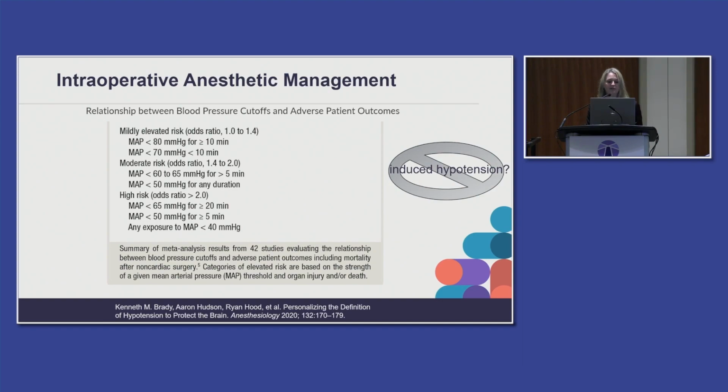This is a summary of meta-analysis results from 42 studies evaluating the relationship between blood pressure cutoffs and adverse patient outcomes, including mortality, after non-cardiac surgery. And you can see that the risk, the odds ratio, increases as the mean arterial pressures decrease.